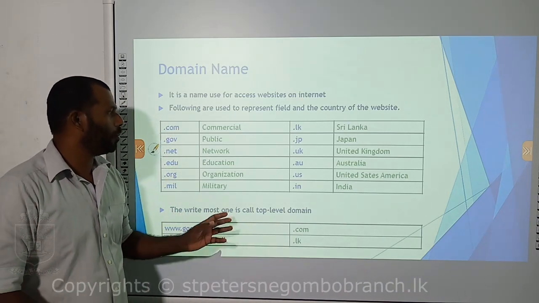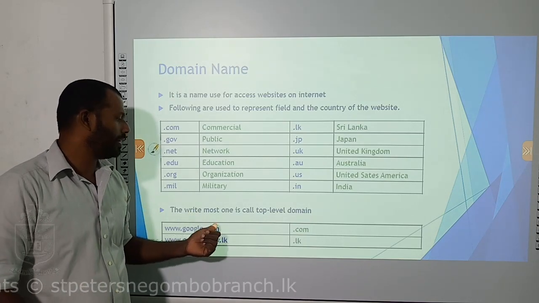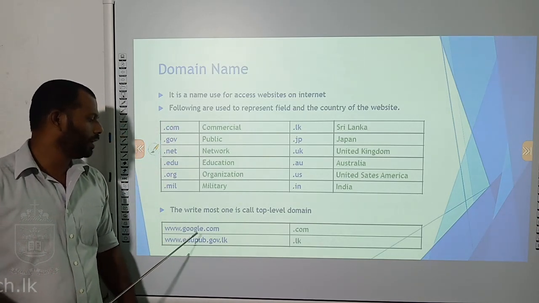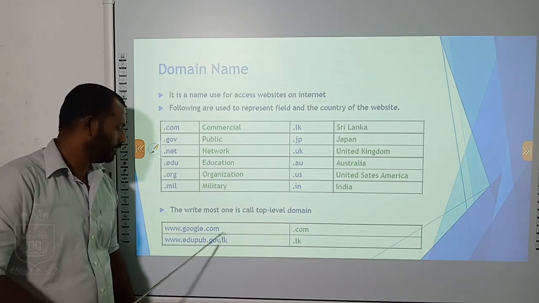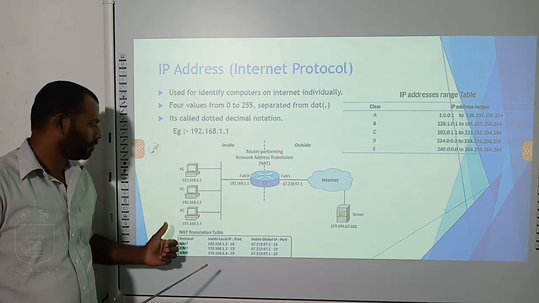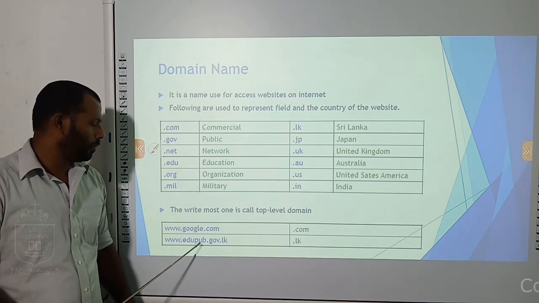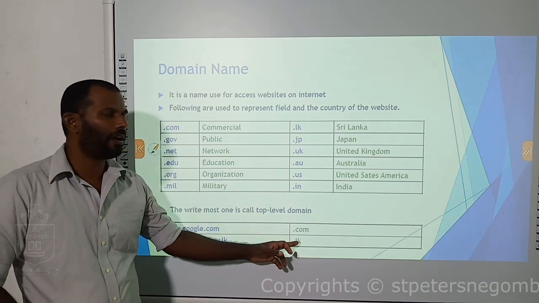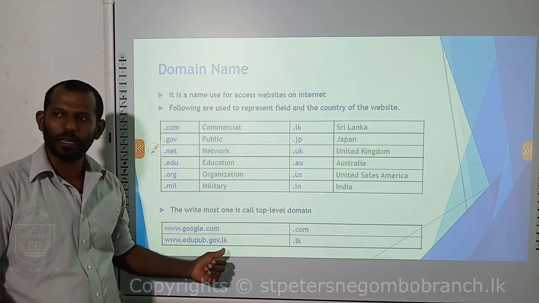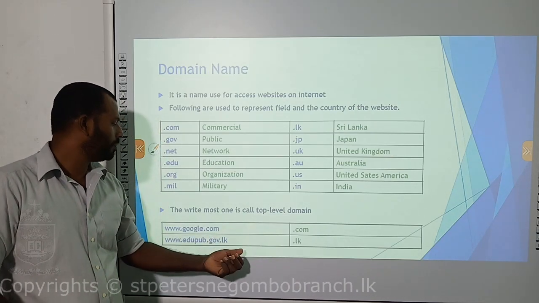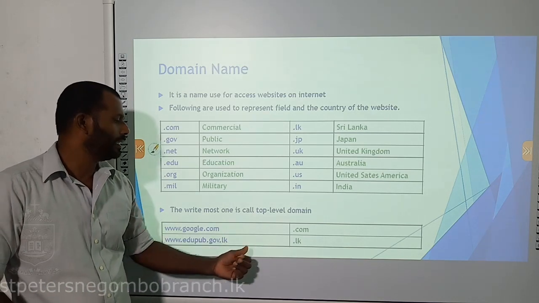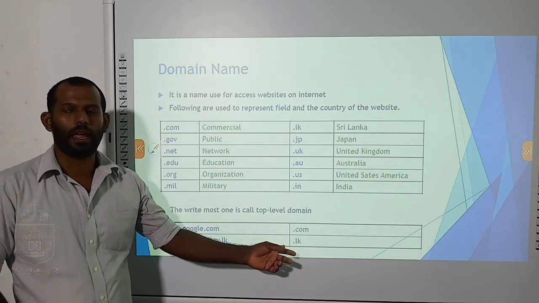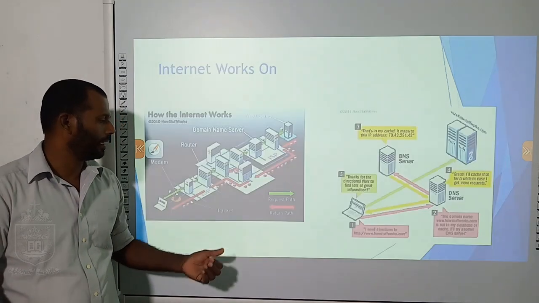And then, the rightmost part of the domain name is called the top level domain. In www.google.com, the top level domain is .com, not Google. In www.edu.pub.gov.lk, the top level domain is .lk, not gov. The rightmost one, .lk, is the top level domain. This belongs to the two domain names gov.lk, and that means the top level domain is .lk.